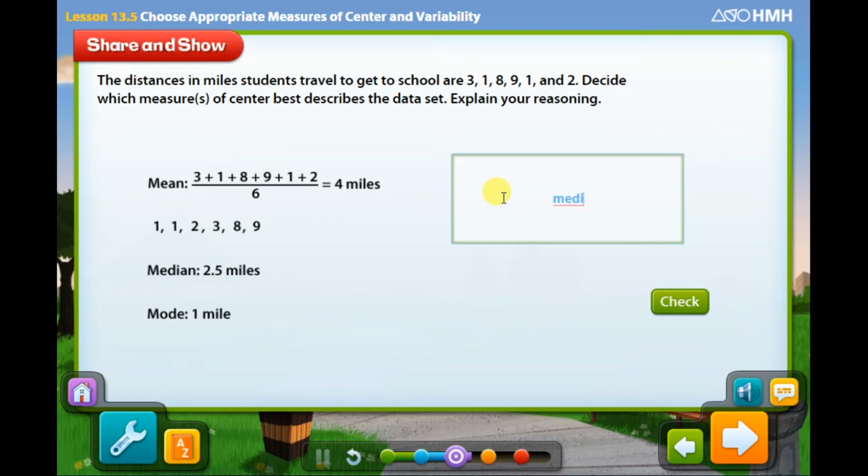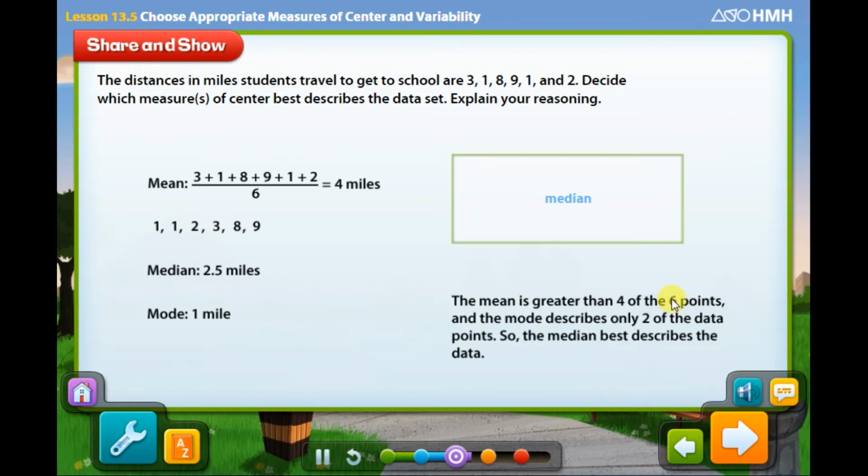measure of center to describe this data. The explanation should include the following. The mean is greater than 4 of the 6 points, and the mode describes only 2 of the data points. So the median best describes the data. Thank you.